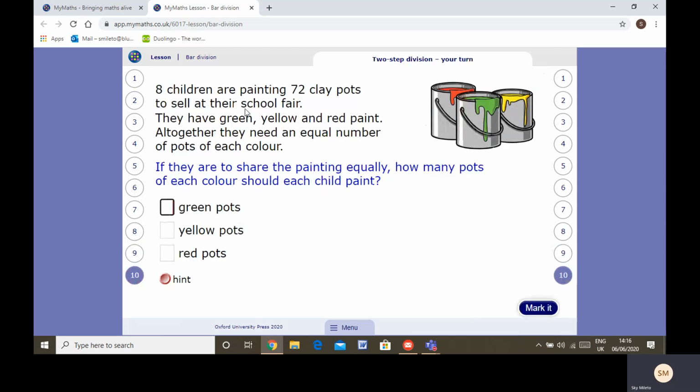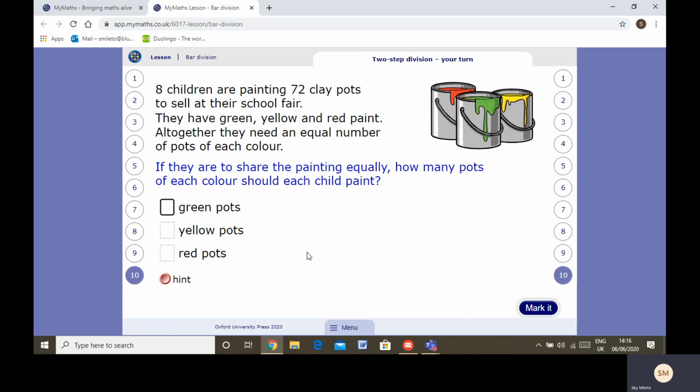Final one. 8 children are painting 72 clay pots to sell at their school fair. They have a green, a yellow, and red paint. Altogether, they need an equal number of pots for each colour. If they are to share the painting equally, how many pots of each colour should each child paint?